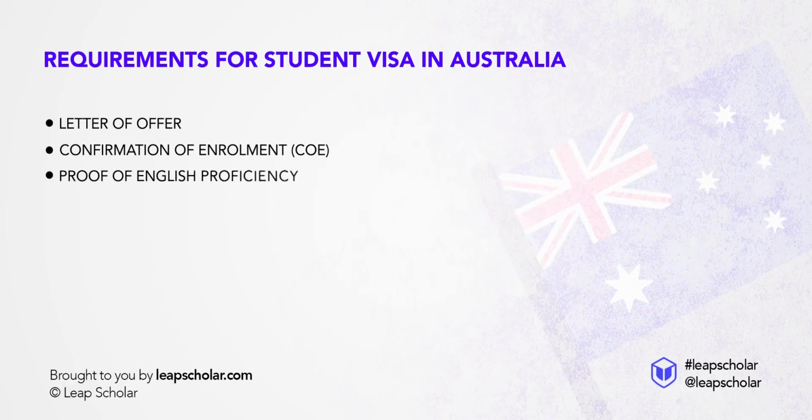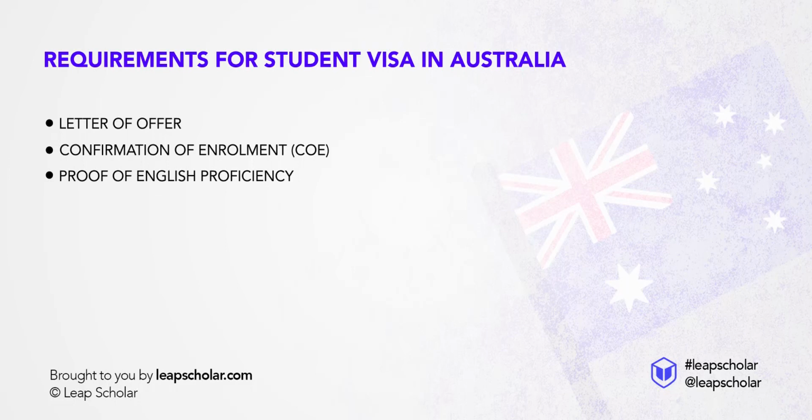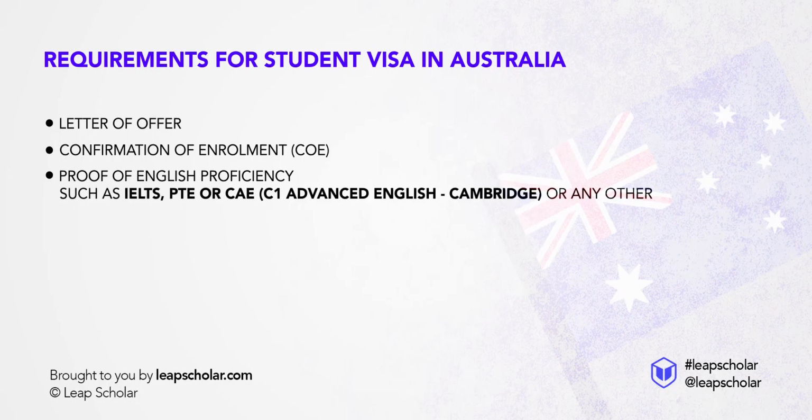The next one will be your proof of English proficiency, which you can prove by providing test results, whether you have taken IELTS, PTE, CAE or any other format. The next one will be GTE, genuine temporary entrant, which is very important. It demonstrates that you are coming to Australia for study and study only, and you're genuinely coming to learn, not to seek a student visa for migration purposes.